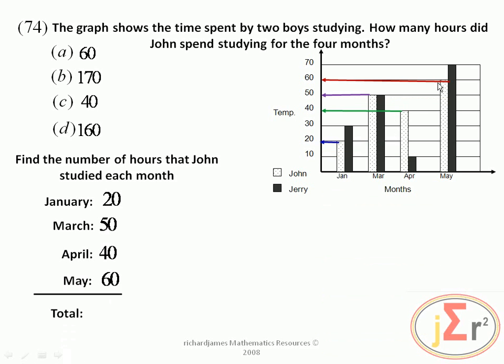Then we find the total. Of course, let's see if we can find the total in an easy way. 40 plus 60, 100, and then we have 70 there. 170 hours. The answer is represented by option B.